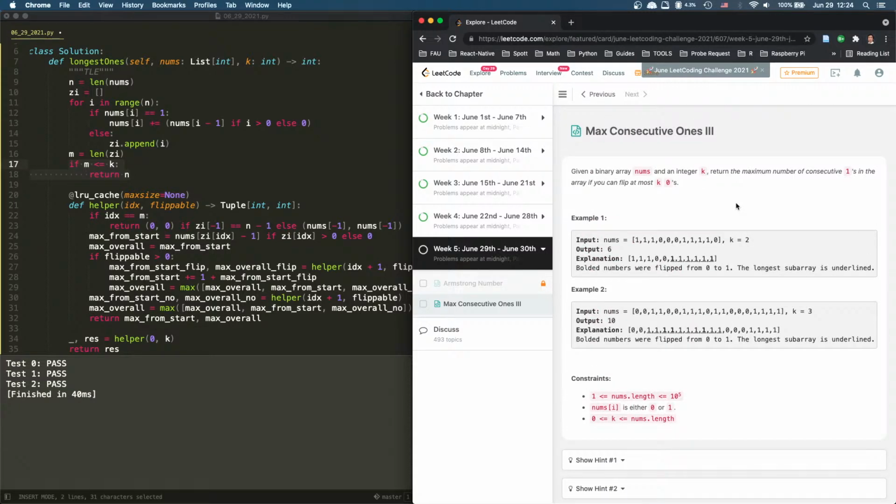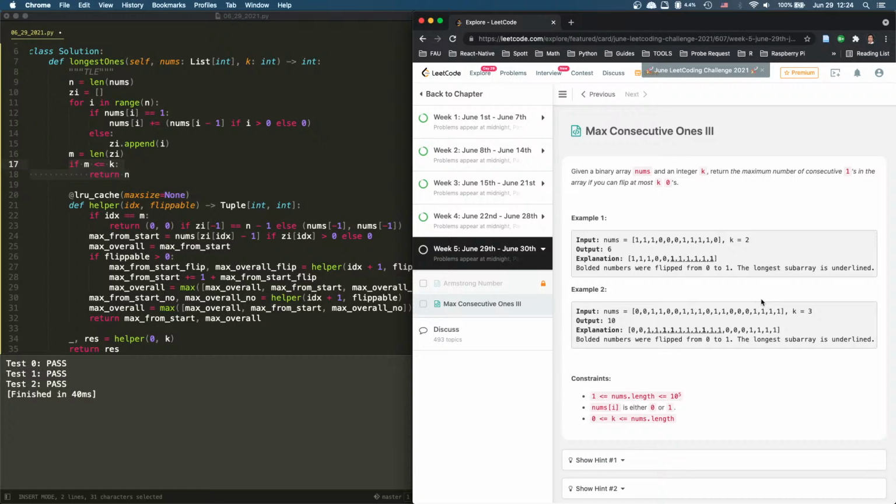I mean, this is dynamic programming, but it's not working. Can we use greedy to solve this? Basically we have patches, right? We have patches separated by zeros. And the best strategy will be trying to merge as many patches as possible. Okay, we try to merge patches.